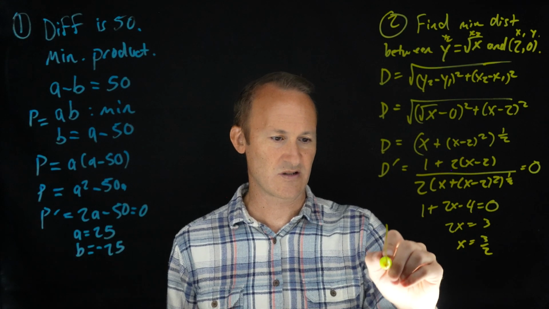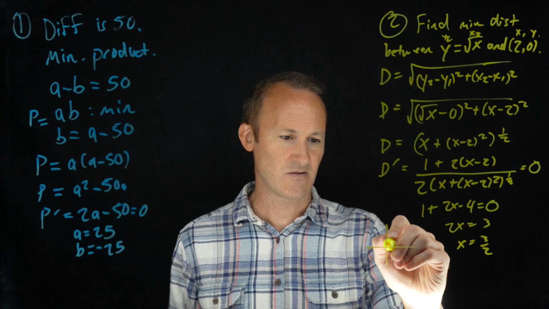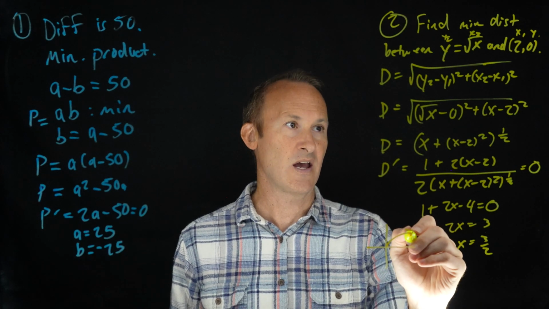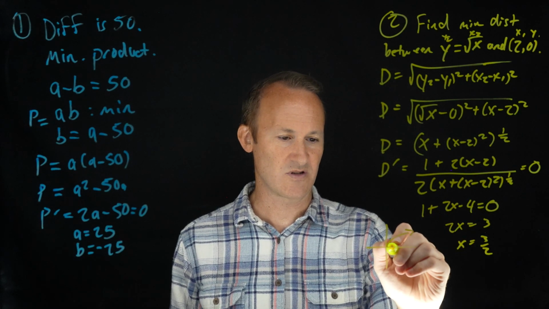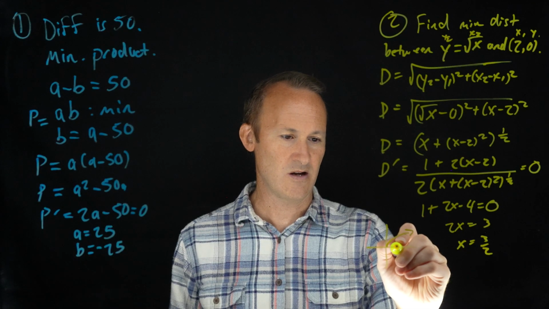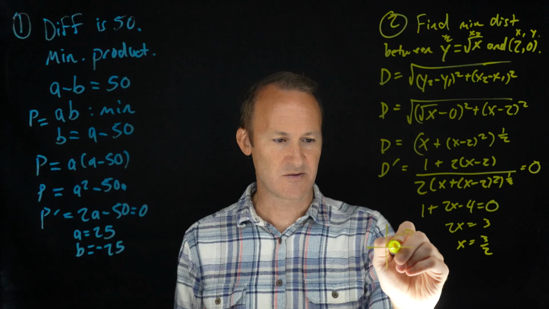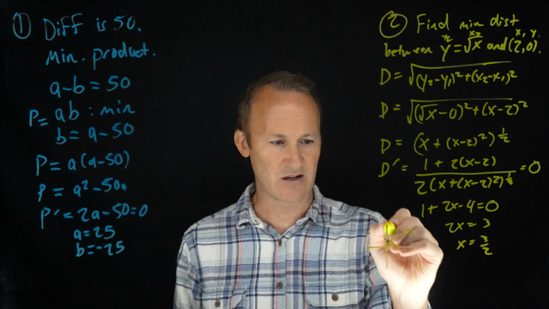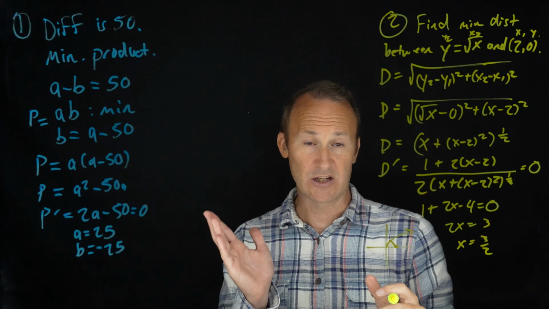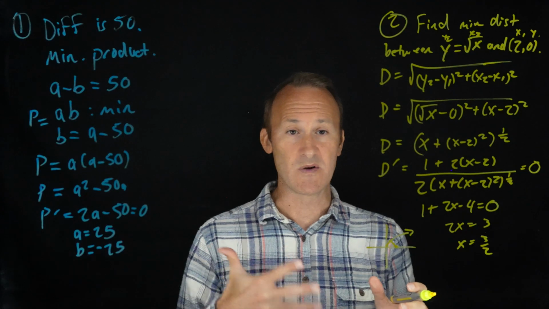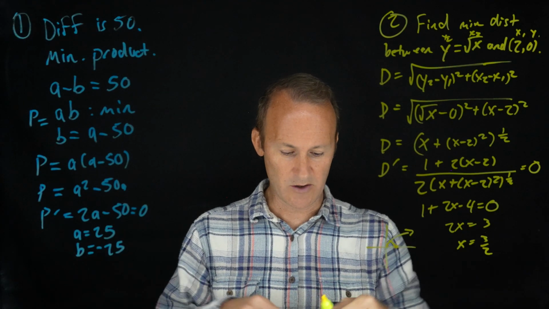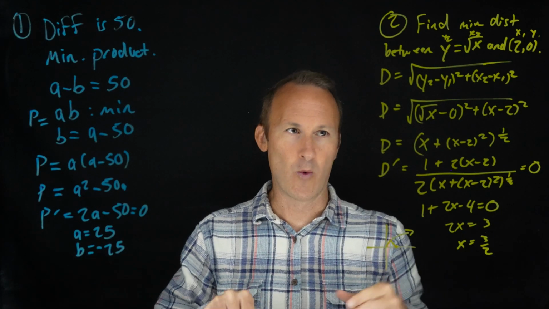If we want to make a quick sketch, square root of x looks like this. And we're looking at a point, say 2, 0, right here. And then x equals 3/2 is a little behind that. It does make sense that it should be something close to a perpendicular that's going to give you the minimum distance. Okay, let's do one more.